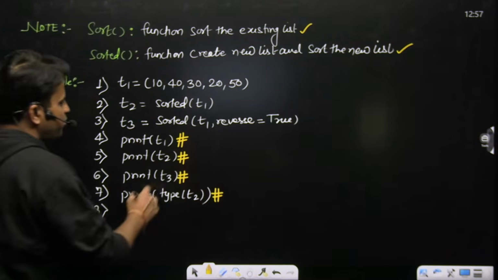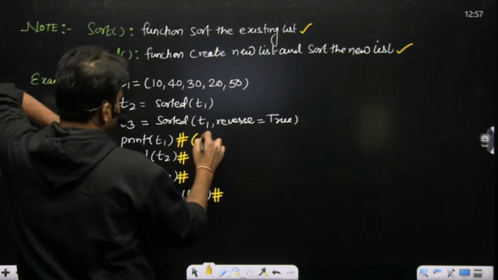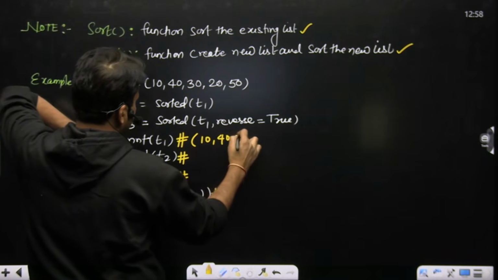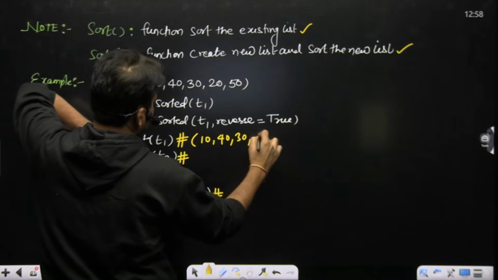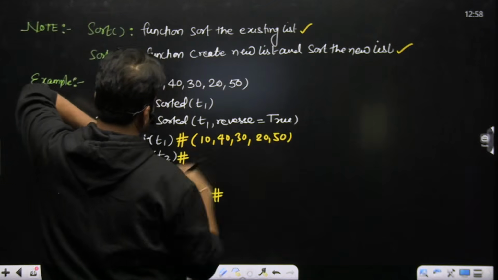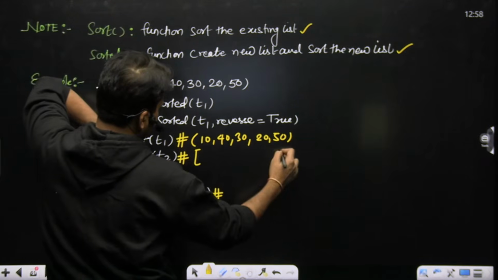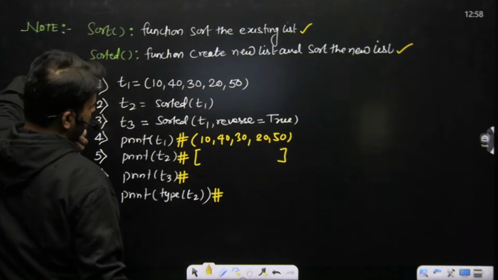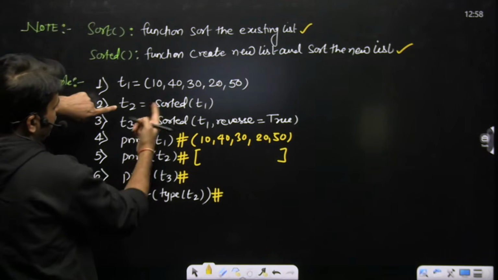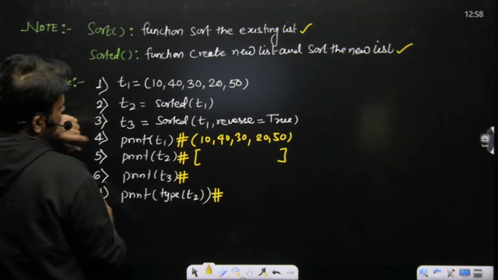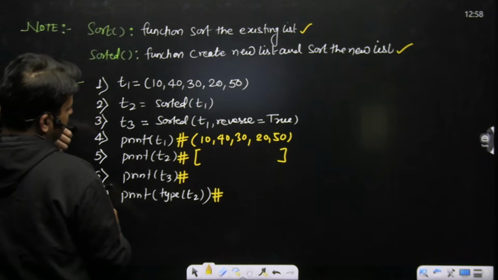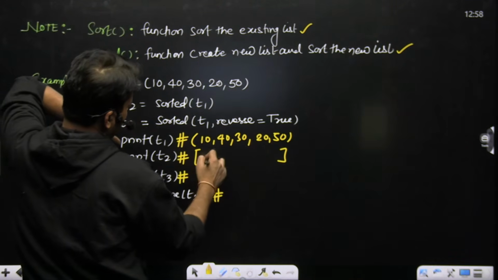So tuple is immutable, so no change in T1, student. So as it is, it prints 40, 10, 30, 20 because of immutability. So print T2, sorted(T1). So it creates a list, and T2 is pointing to this one, student. And by default, it sorts in ascending order, default natural sorting order. What will happen, children?